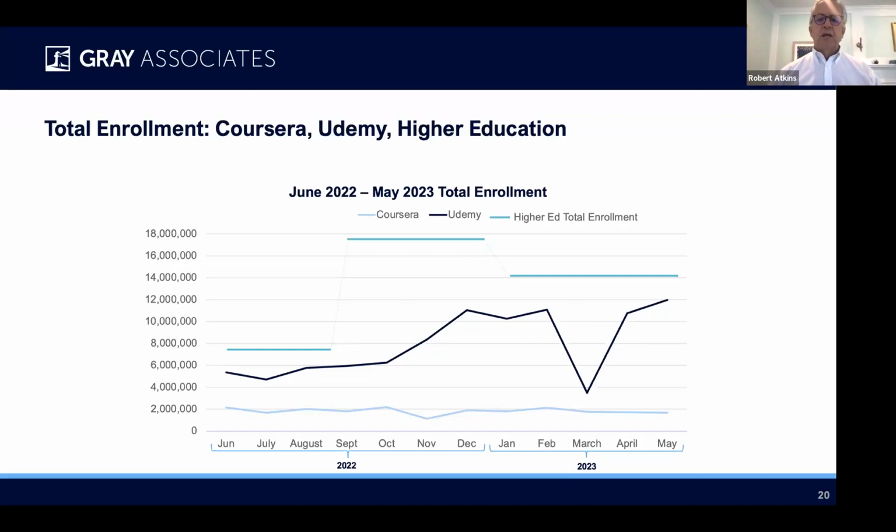I should also mention that this is global. Both of these are global entities, and many of the students taking these courses are from foreign countries. So strictly speaking, comparing it to US enrollment is a little off. But I did that primarily just to give you a sense of context of how big these numbers really are compared to our traditional enrollment.